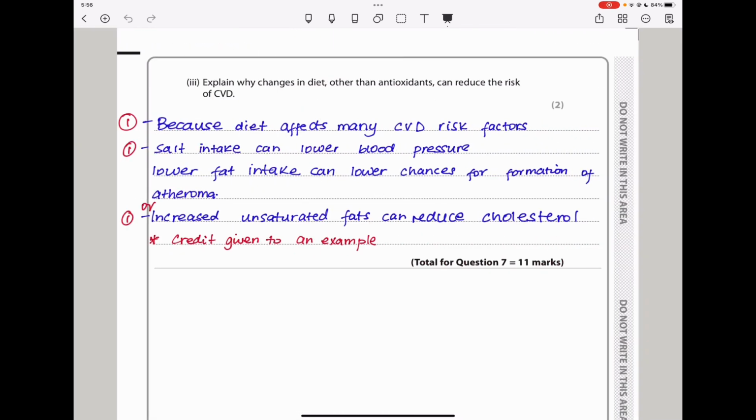Let's continue. Explain why changes in diet other than antioxidants can reduce the risk of CVD. Sometimes people have CVD due to the kind of food they eat. Not only is it antioxidants. So if you reduce the amount of cholesterol or fat intake, there is a chance that you could reduce the risk of having CVD. So I said, because diet affects many CVD risk factors, salt intake can lower blood pressure, lower fat intake can lower chances for formation of atheroma, and increased unsaturated fats can reduce cholesterol. So if somebody thinks they could have CVD and they take this into consideration, there is a chance that the risk could be reduced due to diet other than taking antioxidants. So this brings us to the end of question 7. Let us continue to question 8.